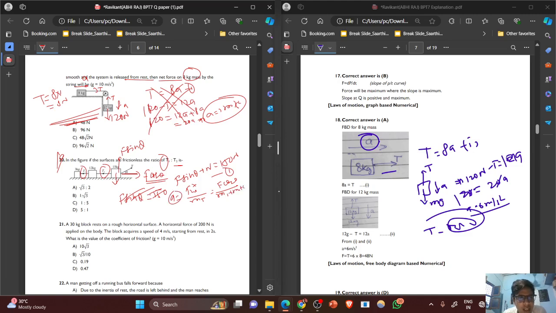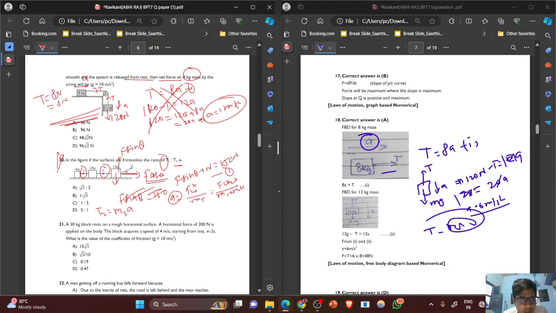This is your acceleration. Then you need to calculate T2. T2 equals what? T2 equals ma. Mass is given, 3 kg. Then let's assume m1, m2, m3. T2 equals m3 into a. So m3 into a, we know this.